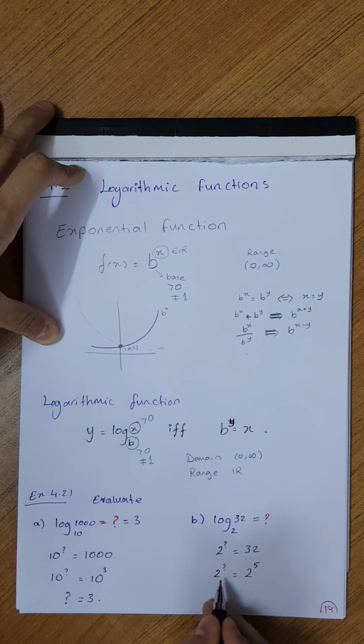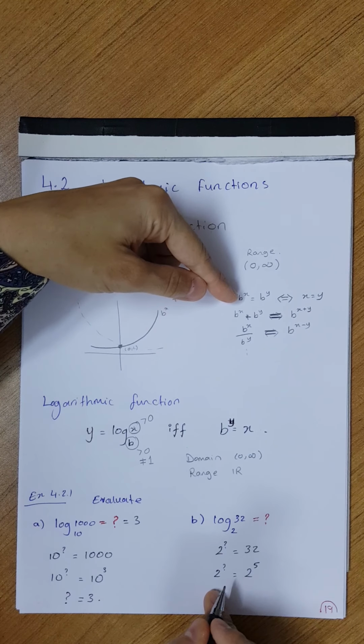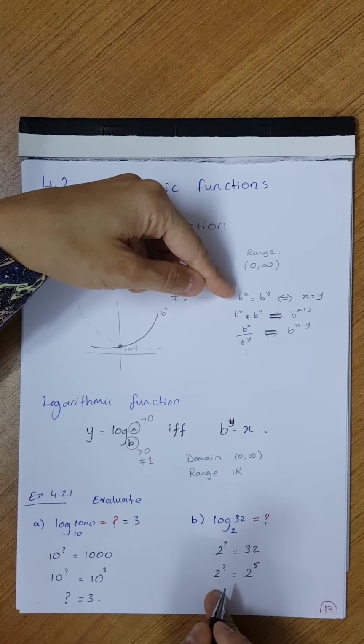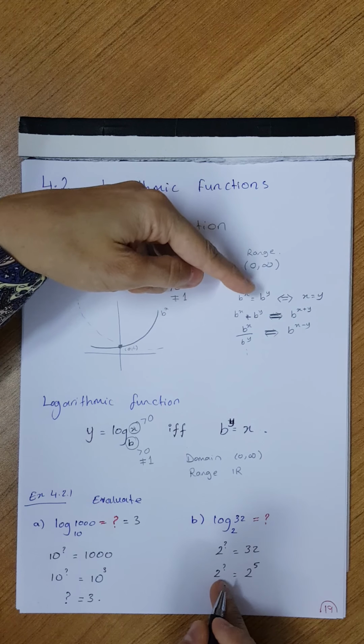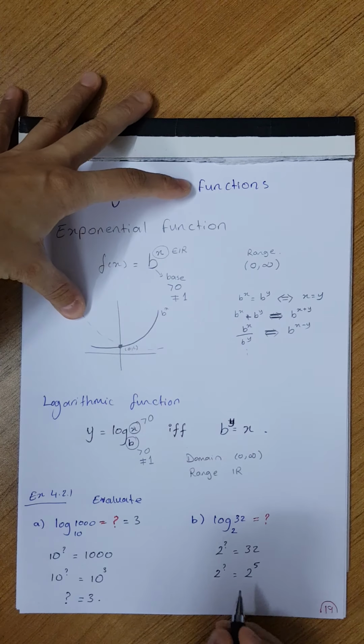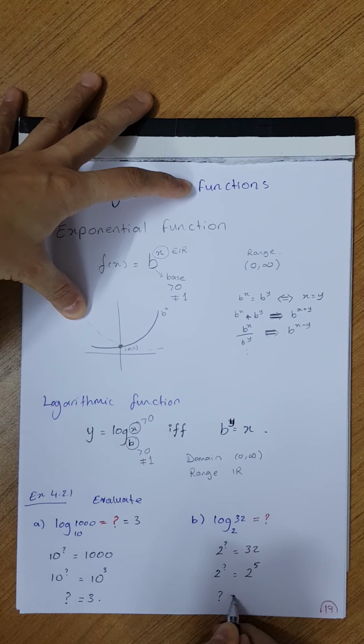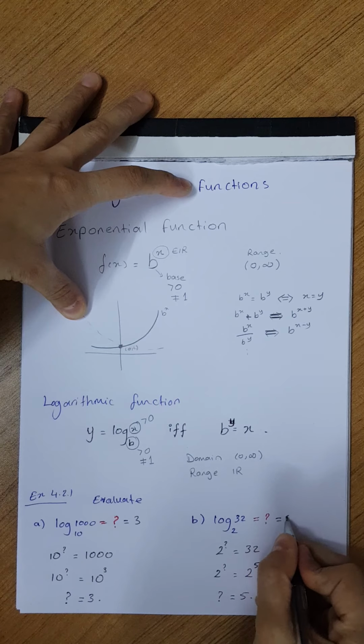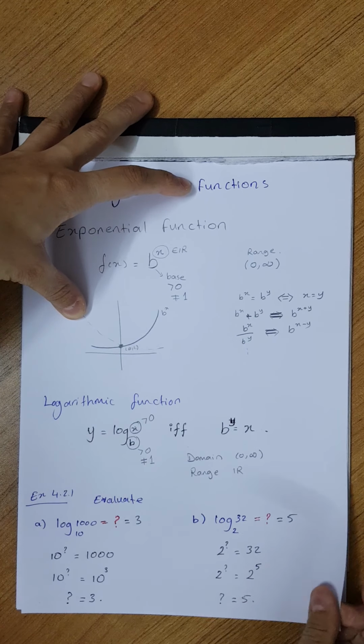Now, according to the rules of exponential functions, if I have b to the power of x equal to b to the power of y, the bases are equal to each other, so the powers must be equal to each other, so the question mark is equal to 5. So what did I find here? I found the result of this one, and that's equal to 5.